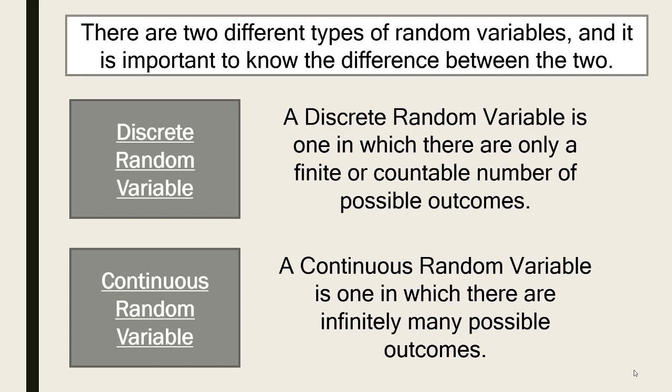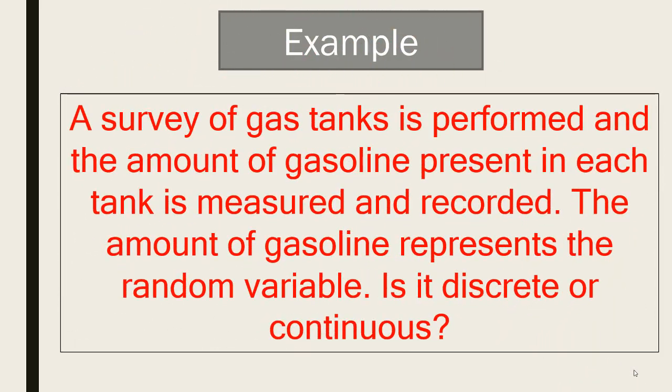So we're going to take a look at an example. We're going to take a survey of gas tanks, and we want to figure out the amount of gasoline present in each one of those tanks. We're going to measure it and record the answer. The amount of gasoline represents the random variable, right? It's going to be a number. How many gallons? Is it 2.3 gallons? Is it 5.8 gallons? That's a numeric answer, so this is definitely a random variable.